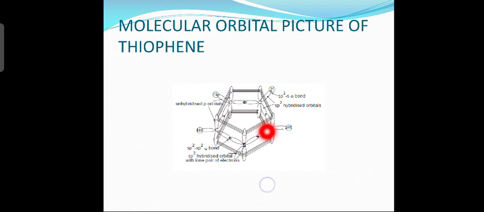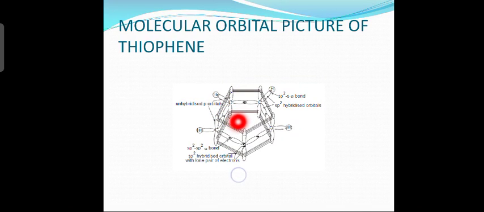The p orbitals of carbon atoms contain one electron each, and the p orbital of sulfur contains a lone pair of electrons. All the carbon p orbitals contain one electron, whereas the sulfur p orbital contains 2 electrons. Altogether there are 6 pi electrons. All these p orbitals overlap sideways. You can see here, these will overlap sideways.